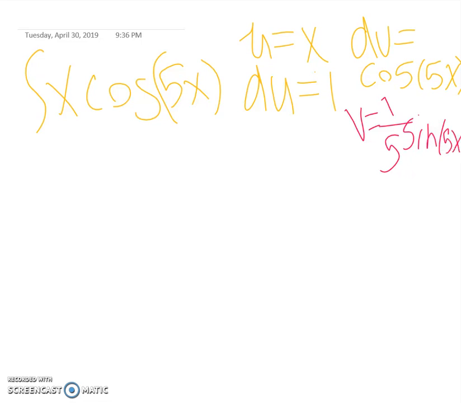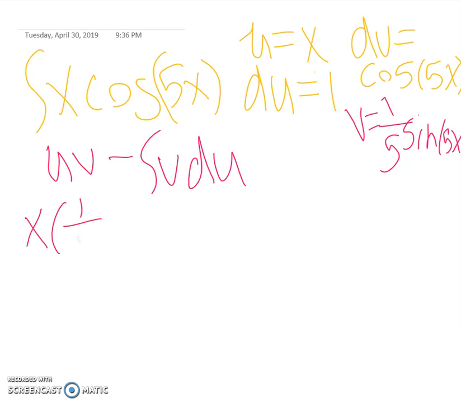Running out of space here. All right, so our 1/5 sine of 5x. I always write down the formula uv minus the integral of v du to let everyone know I'm doing integration by parts, and also because it's really helpful for me to keep myself organized. And so we have our u and our v, so we're going to do u is x times 1/5.